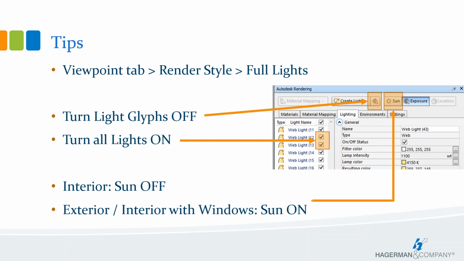Next, decide whether or not you need the sun. If it's a scene like our first one where there were no windows, you can just shut the sun off. If you have windows and light coming in from the outside, then you'll want that on and make the necessary adjustments for how much light. You want it to look more like daytime or nighttime. All this will vary from one project to the next. The one thing I always do is make sure I turn those light glyphs off.